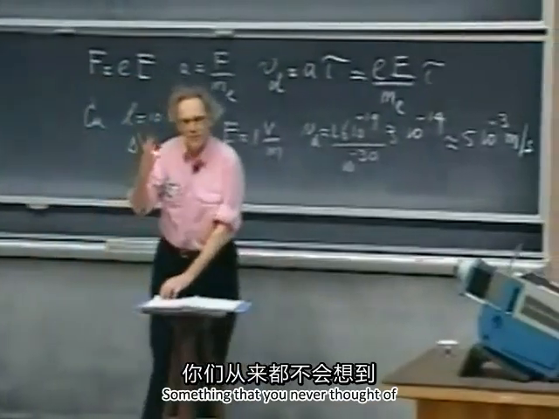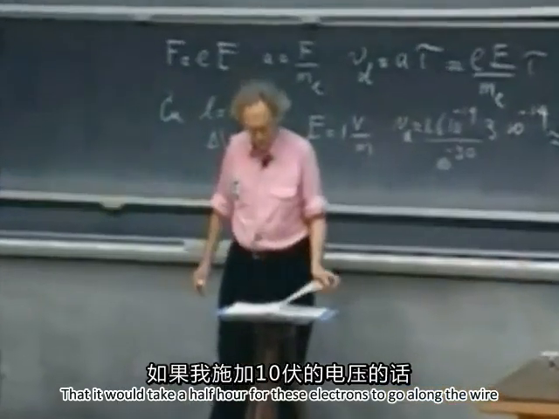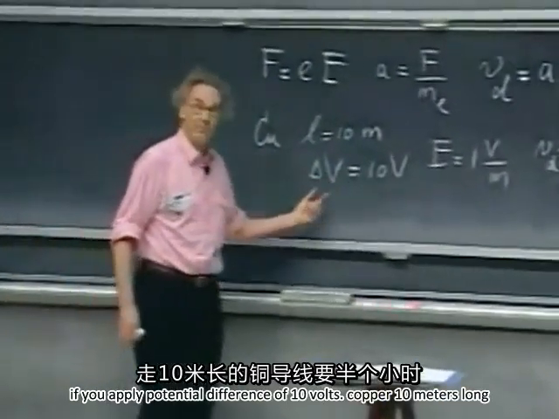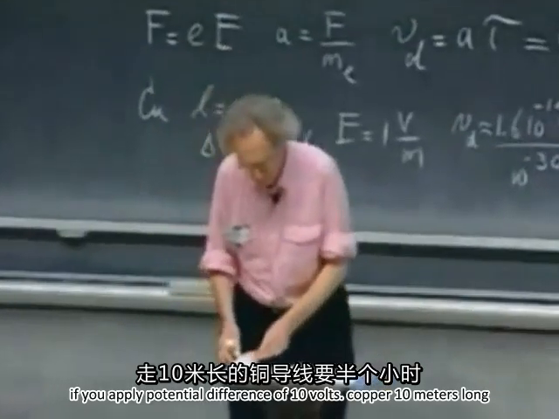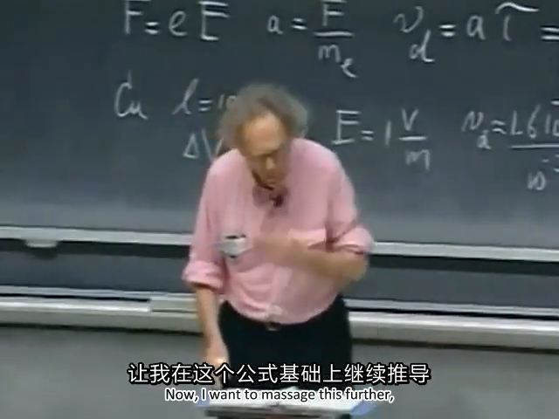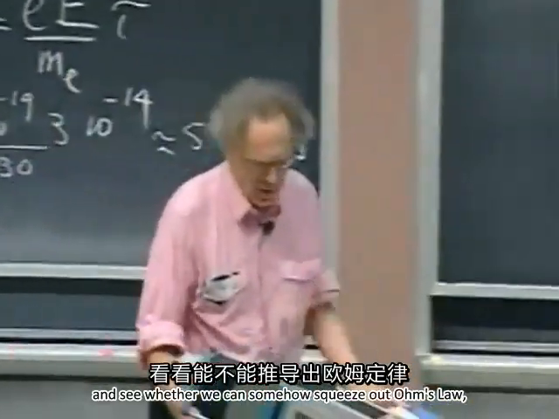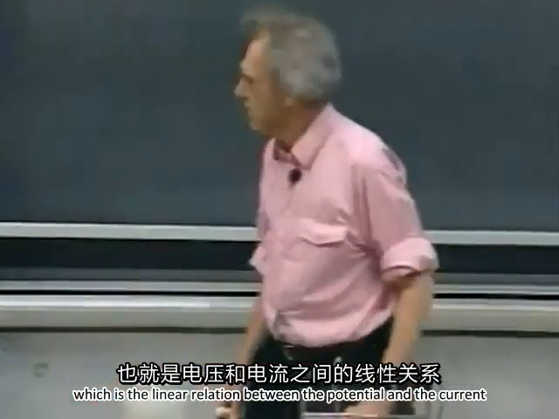Something that you never thought of. It would take half an hour for these electrons to go along the wire if you apply a potential difference of 10 volts, copper 10 meters long. Now I want to massage this further and see whether we can somehow squeeze out Ohm's law, which is the linear relation between the potential and the current.